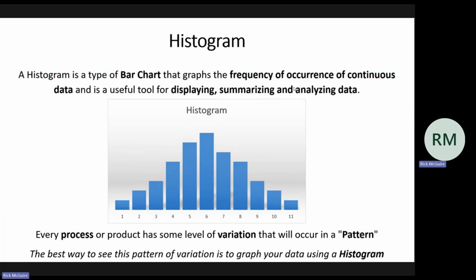And again, this is a great way to talk about your process. Every process or every product or every quality attribute out there has some level of random normal variation that will often occur in a pattern. And as engineers, we need to understand what is the pattern associated with our outputs or our process. And a histogram is a great way to understand the pattern or the variation in your process.